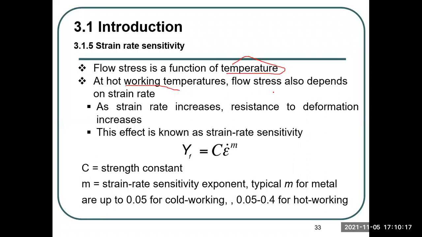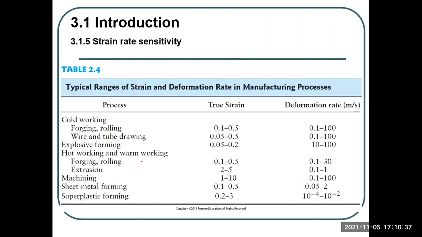At the hot working temperature, flow stress depends on the strain rate. As strain rate increases, resistance to deformation increases. This we call strain rate sensitivity. We already gave you one example in the tutorials, right? The strain is constant, and this one is the strain rate. It's related to the exponent. So this one is not needed.